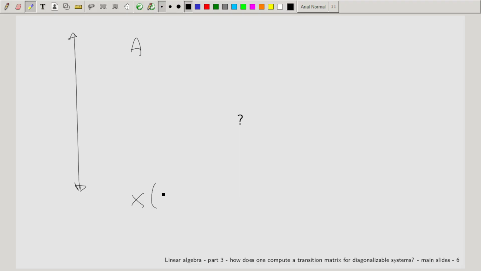How do you find x of t? Forced response, like a total response. Go. Explain to each table and let's see if we are together and then we go together.